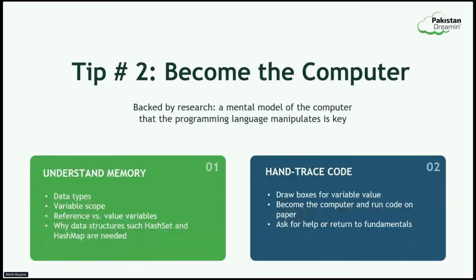Being able to hand trace code is extremely important. When students learn to hand trace code, they immediately become better at programming. This means you should be able to take a code and just run it on a piece of paper to see what the output will be. So I personally just draw boxes for variables and just run the code line by line and see how the memory changes as the code runs. And if you struggle to run code on a piece of paper, you want to ask for help or go back to the fundamentals, or ideally both.